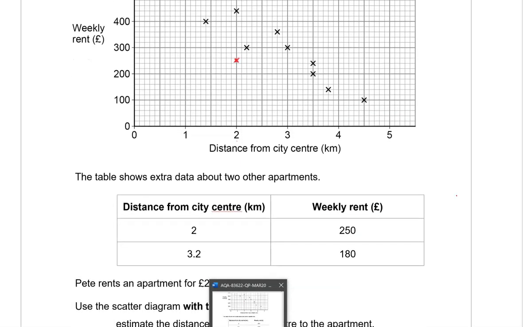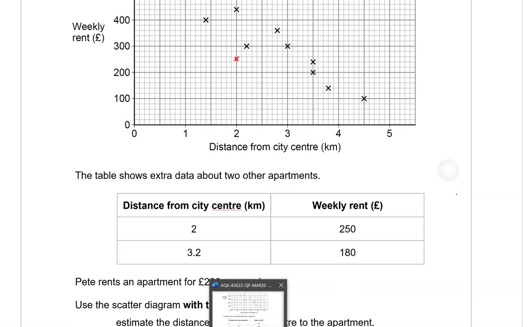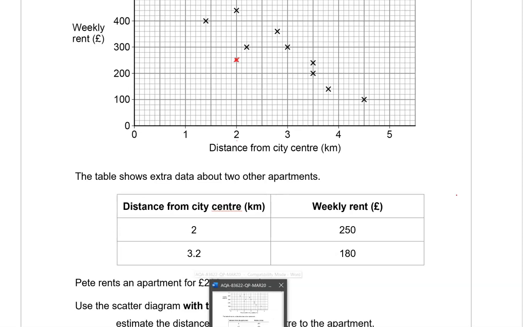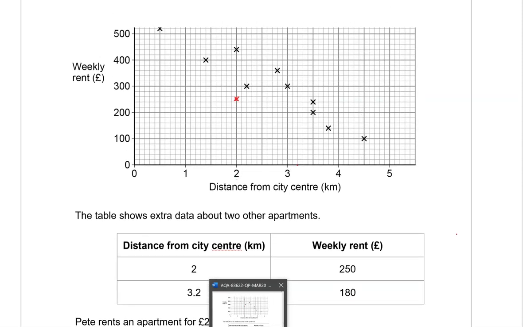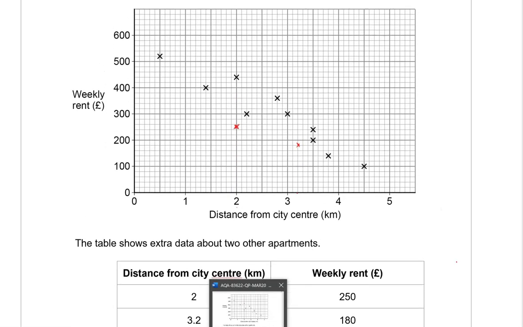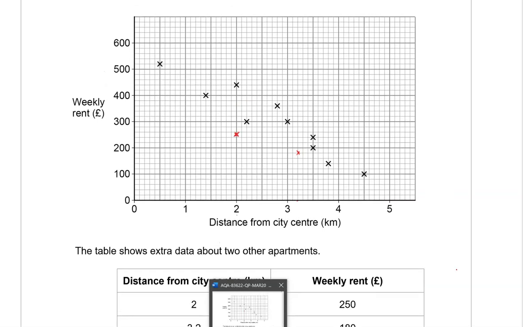And then the next one, distance from city centre is 3.2. So 3.2 will be here. And the rent is £180. So going up to 180. So this is 100, this is 200, and 20, 40, 60, 80. That looks like it's right.